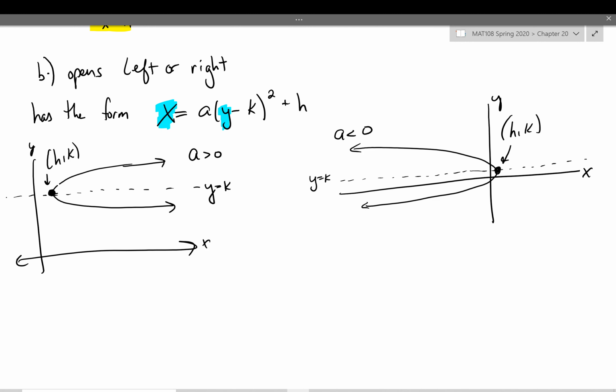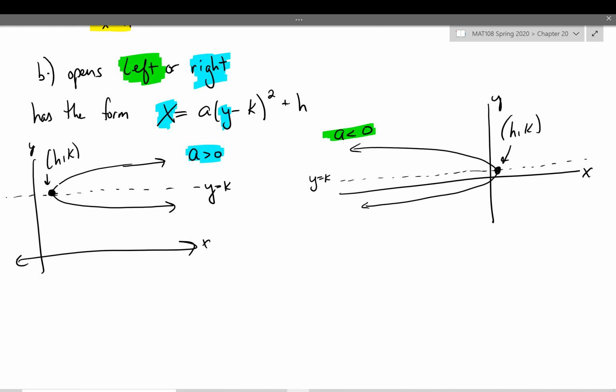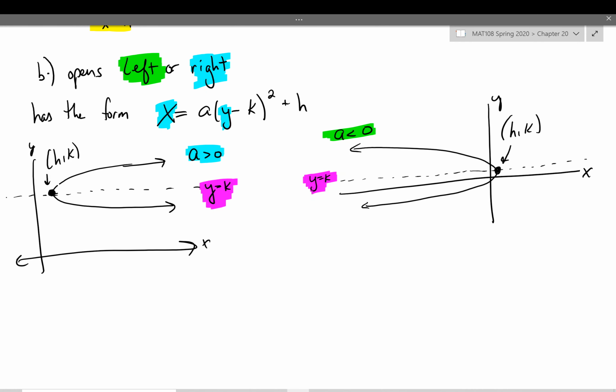So how do we know which one's which? Well, it'll open to the right if A is larger than 0, and it'll open to the left if A is less than 0, okay? Now, there's one more important piece of information here. In either case, the axis of symmetry is now y equals k, because it's going to be a horizontal line, not a vertical line, okay?